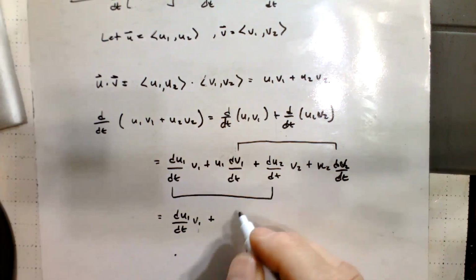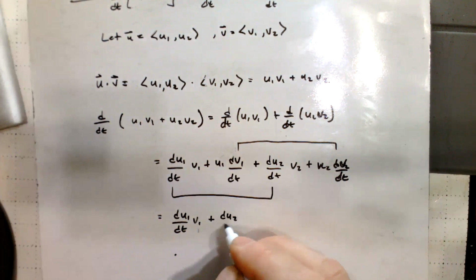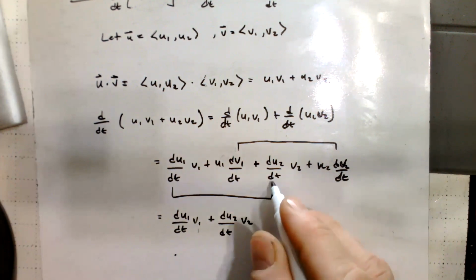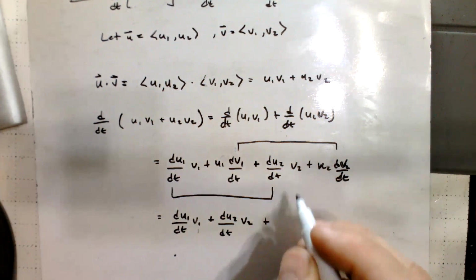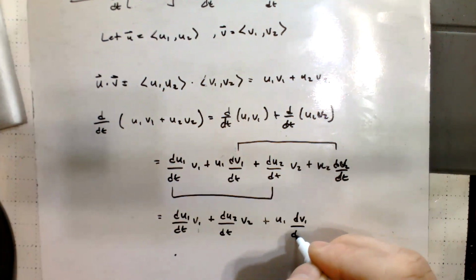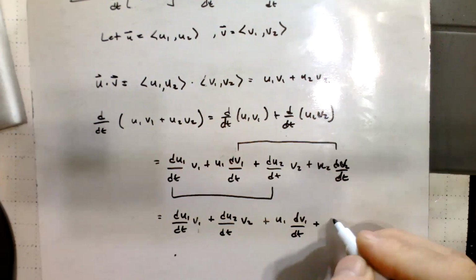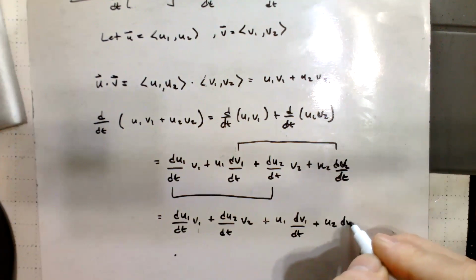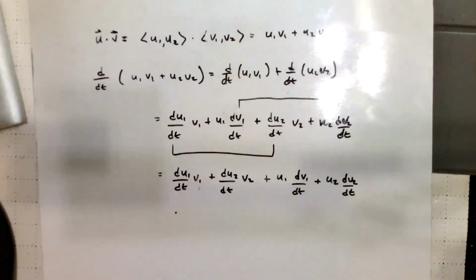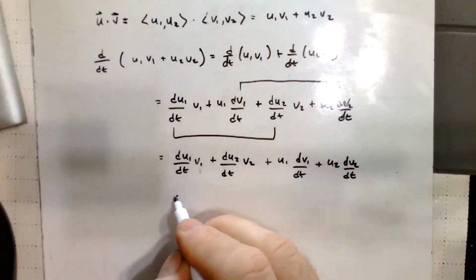plus my du2/dt v2. Okay, so that's those two, and plus, and then I have u1 dv1/dt plus u2 dv2/dt. Okay. And now I think the form will start to show out.